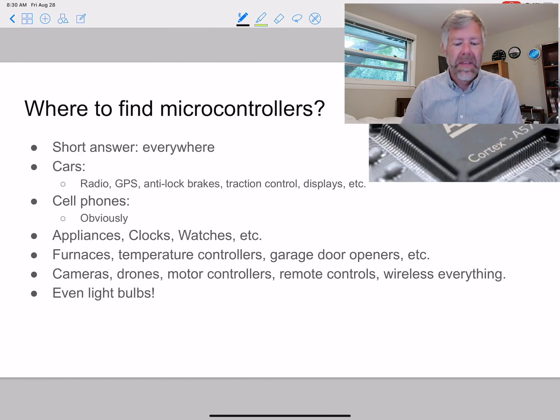Let's keep going. So where do you find microcontrollers or microprocessors? I'm going to use those words interchangeably because they can be used interchangeably. The short answer is that we find microcontrollers everywhere.